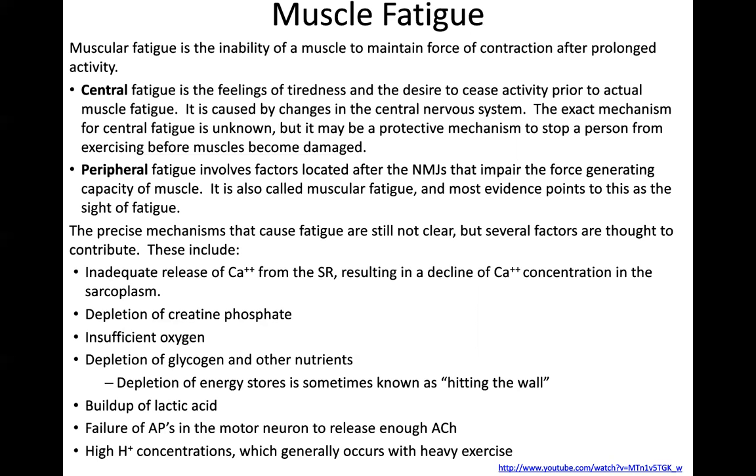There are several factors that are thought to contribute. An inadequate release of calcium from the SR, which would result in a decline of calcium concentration in the sarcoplasm. And as we know, calcium is absolutely essential for cross-bridge formation, and if you don't have cross bridges, you can't produce force. Therefore, the muscle's ability to maintain force is diminished. If you deplete your creatine phosphate, as we just saw, that's an energy substrate. Insufficient oxygen means you can't produce enough ATP aerobically.